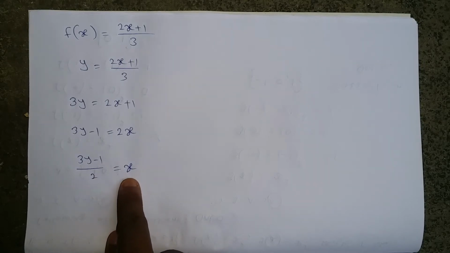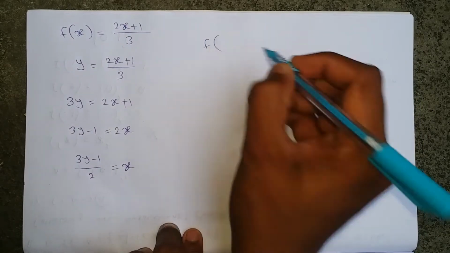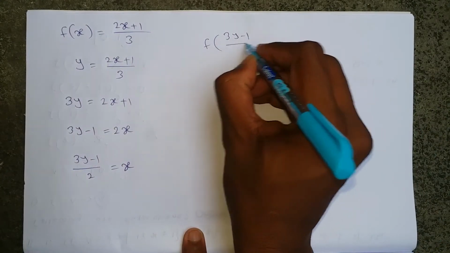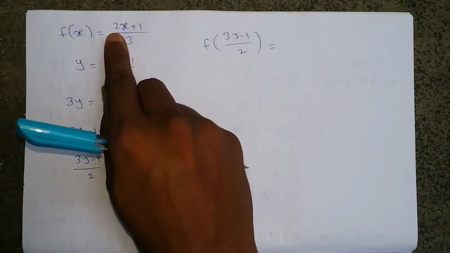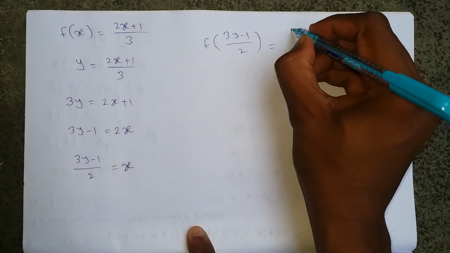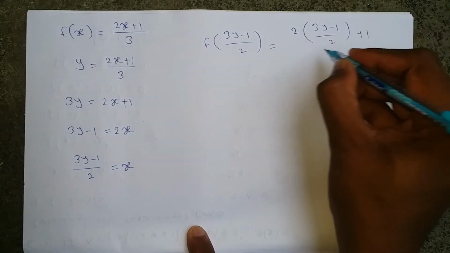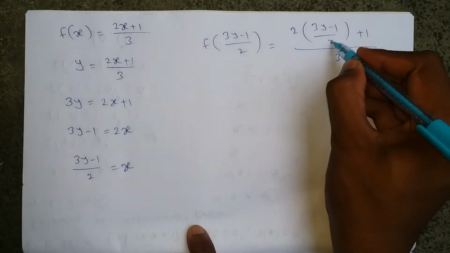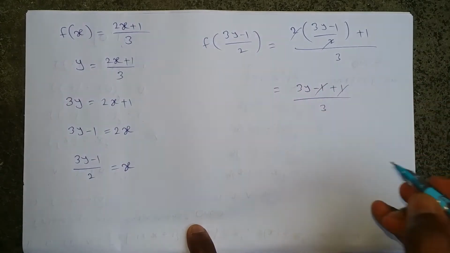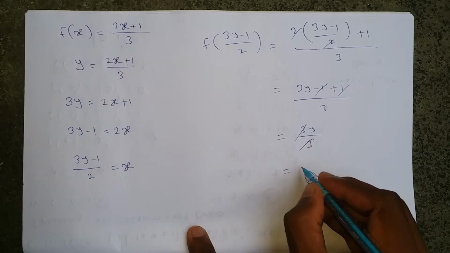Now substitute this x value in the place of x. F of, in the place of x we are substituting (3y minus 1) by 2. So f of (3y minus 1) by 2 is equal to, here (2x plus 1) by 3 is there. So in the place of x we need to substitute this. So 2 into (3y minus 1) divided by 2, plus 1, whole divided by 3. Here 2 will get cancelled. So we remain with (3y minus 1 plus 1) divided by 3. Minus 1 plus 1 cancel. So we remain with 3y whole divided by 3. 3 cancels, which is equal to y.